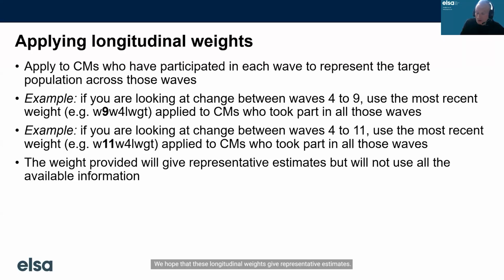We hope that these longitudinal weights give representative estimates. We do a lot of modelling, accounting for non-response bias, but they will not use all the available information because, as we see, weights are only provided for core members who have taken part at each wave. So, for example, a core member who has taken part at each wave between waves 1 to 9, but who missed wave 10 and who returned to the study at wave 11, will not have a longitudinal weight. It will be missing in the dataset.